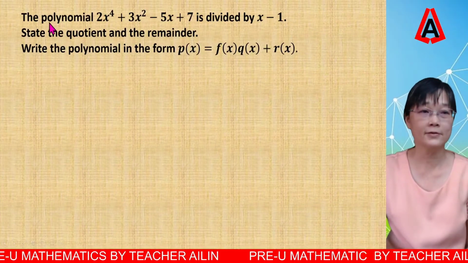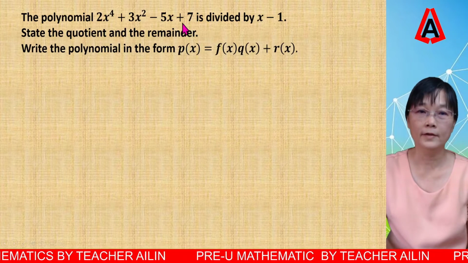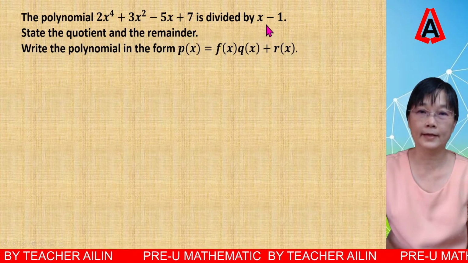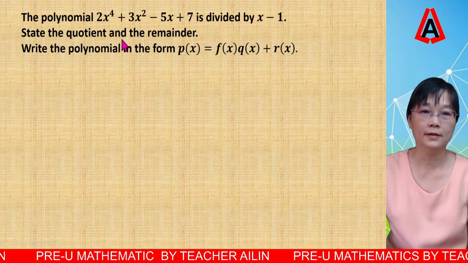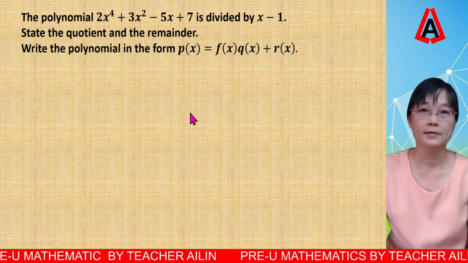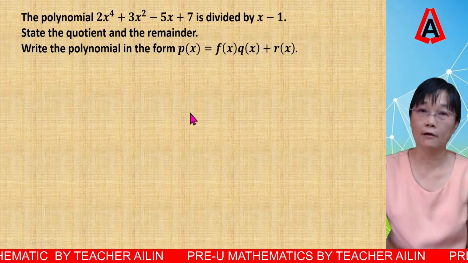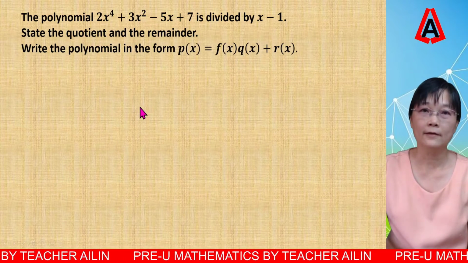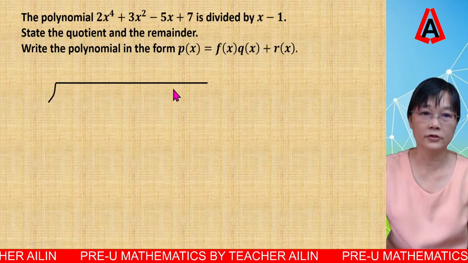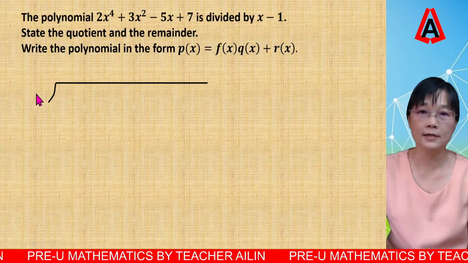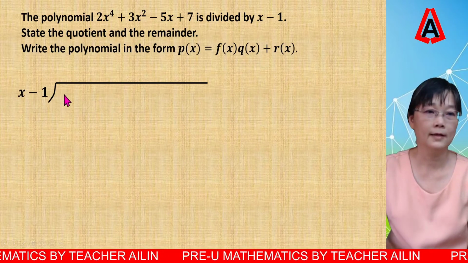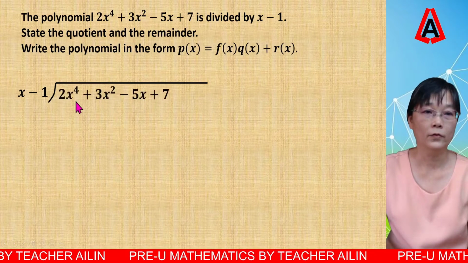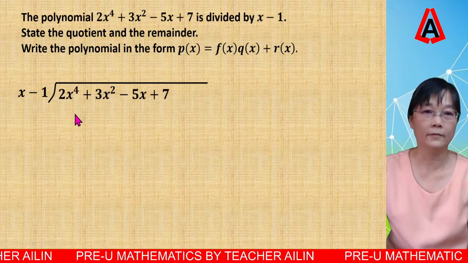Now let's try this question. The polynomial here is divided by x minus 1. State the quotient and the remainder. So now we are going to use long division. We start from the symbol of the division. Outside here, we write the divisor x minus 1, and inside here, we write down the polynomial.